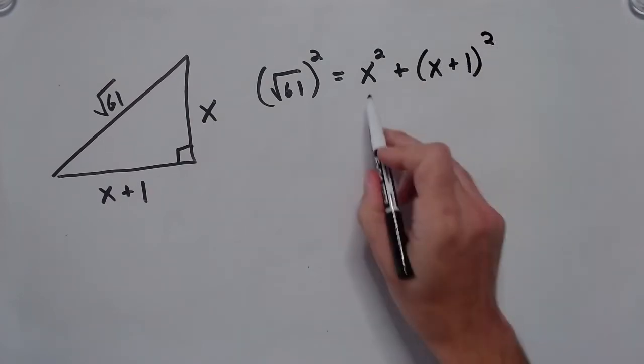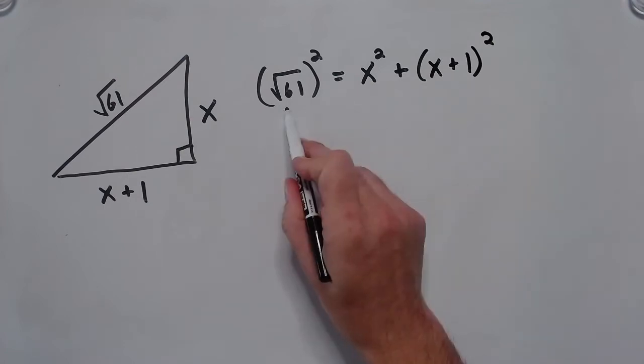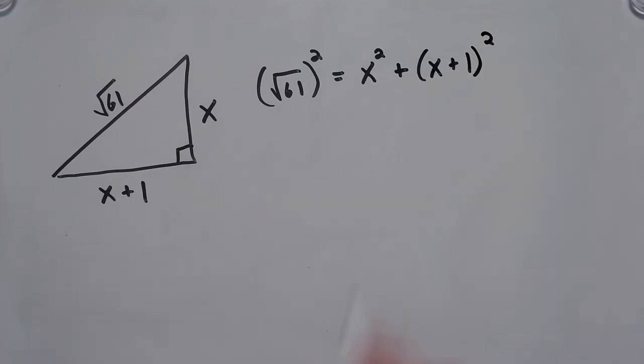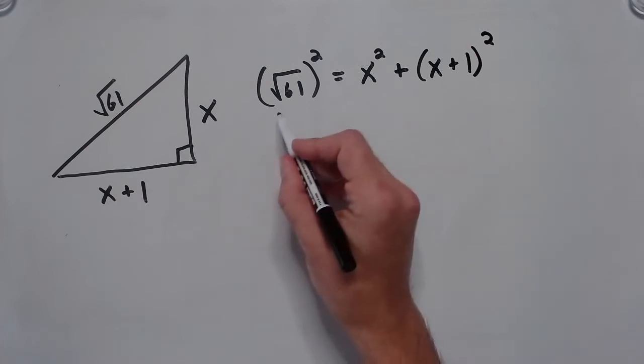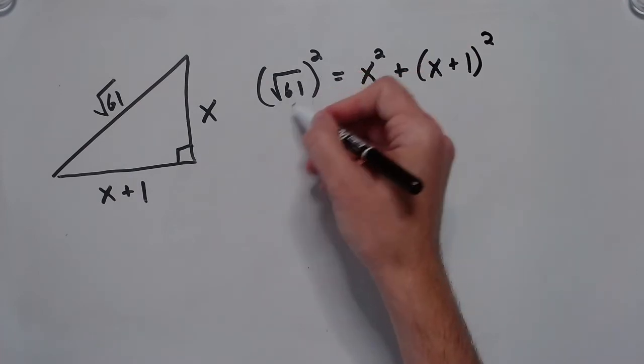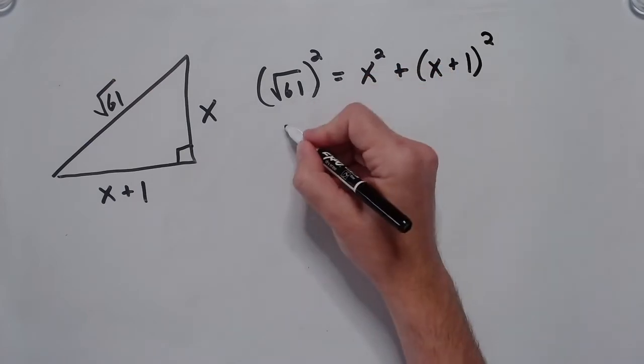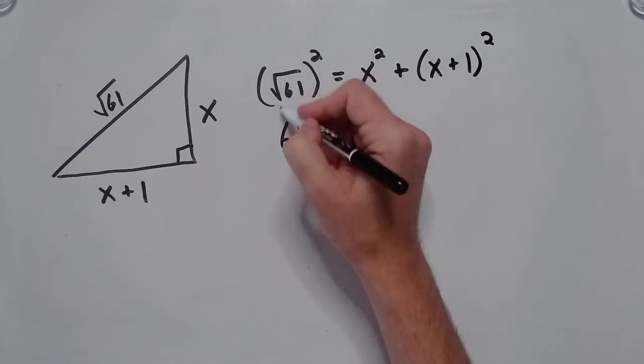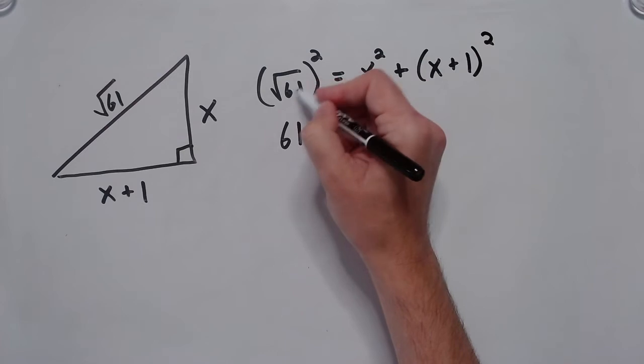So a squared plus b squared equals c squared. Okay, so far so good. The next step, I'm going to take this. We have the square root of something squared, so we end up with what you started with. So this just turns into a 61. If you take the square root of something and then square it, you just get the guts of the inside.